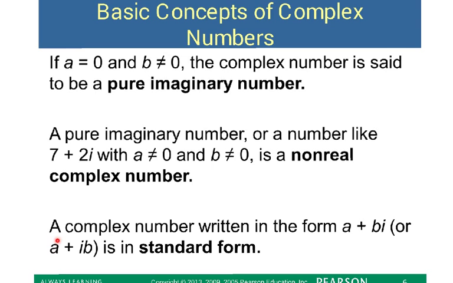Let's see, look down here. A complex number written in the form of a plus bi or a plus ib is in standard form. So whenever we're asked to find a solution in standard form or write a value in standard form, these are the two forms that they will be in, a plus bi or a plus ib.